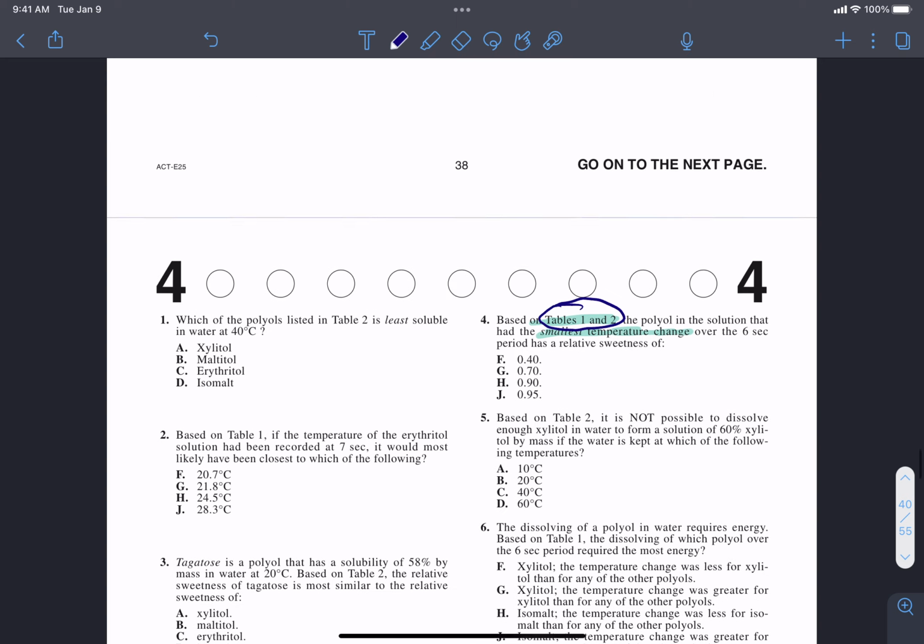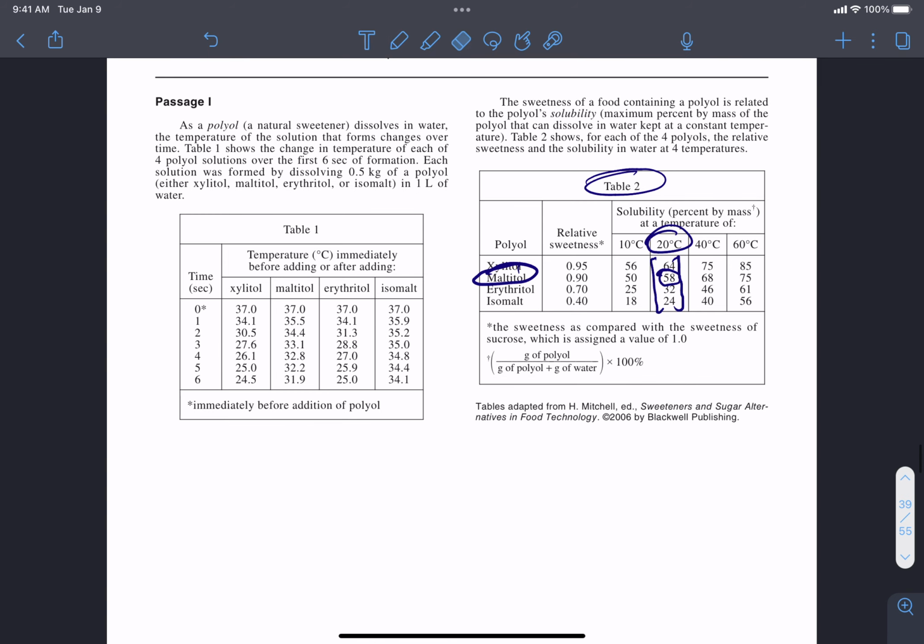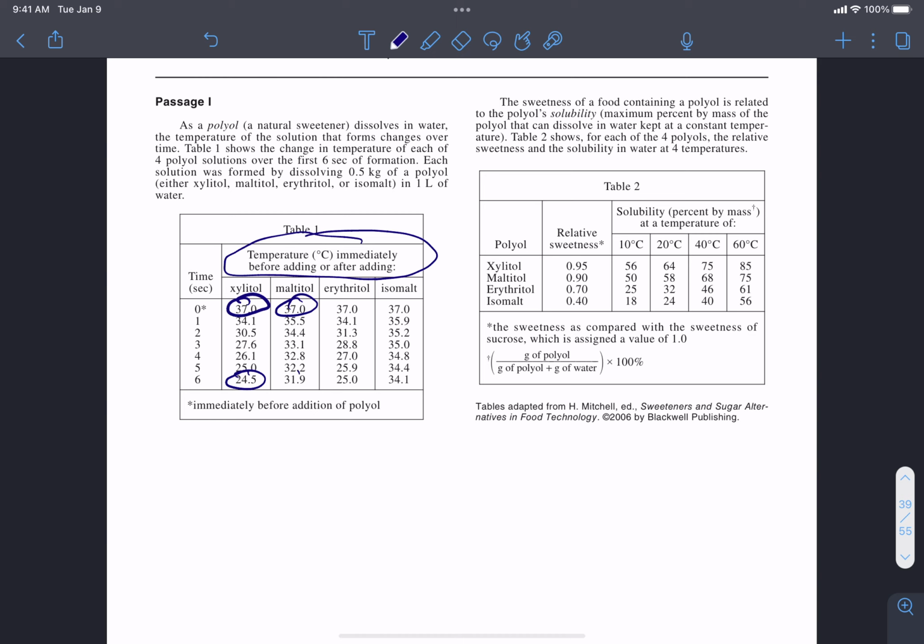And we're looking for the one that had the smallest temperature change. So why don't we start with table 1? Because table 1 is going to show us the temperature change, right? And let's take a look at which one had the smallest temperature change. So just look at the first number and look at the bottom number. Just keep going. See which one had the smallest amount of change.